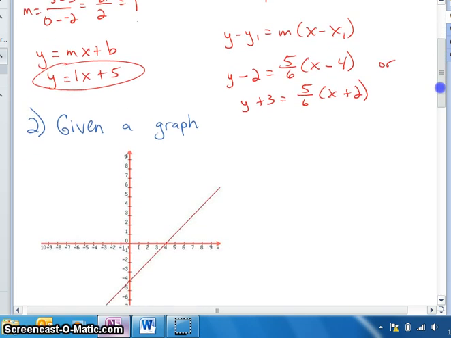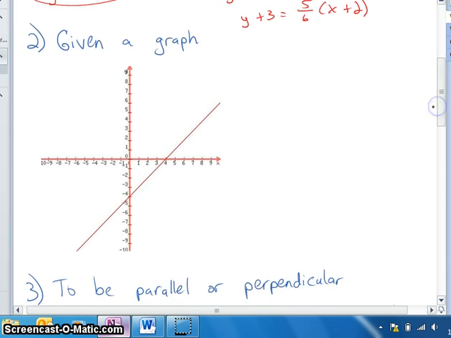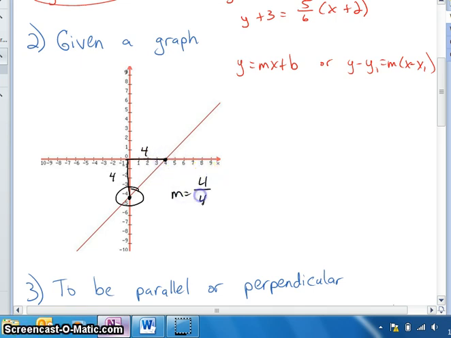Alright, let's go on to given a graph. If I have a graph, I can do the same thing. I can either use y = mx + b if I have the y-intercept, or y - y1 = m(x - x1). I'm going to use y = mx + b because I know the y-intercept is -4. Then I just want to count the slope. So I've got a point here, so I'm going to count up 4, to the right 4, so that's my slope. Up 4, right 4, which is 1. So my equation here is y = 1x - 4.